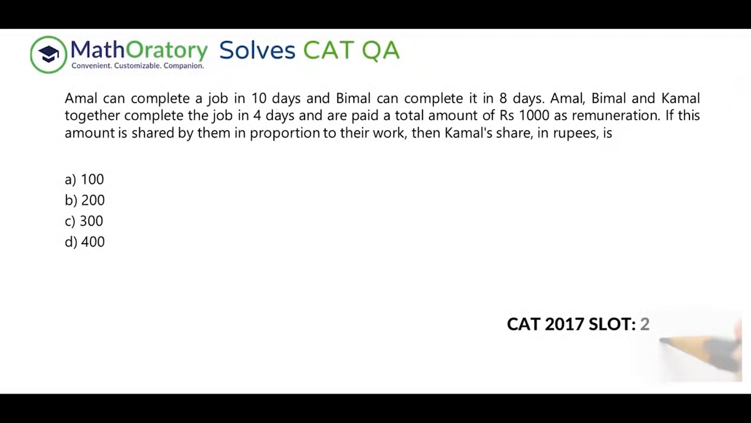Okay, so we have Amal and Bimal completing a job, then Amal, Bimal, Kamal. So this is a time and work problem. Let me write down the data once. Amal can complete the job in 10 days. Bimal alone can complete it in 8 days. And when Amal, Bimal, and Kamal are working together, they complete the job in 4 days. They are paid a total amount of remuneration, and we are looking for the proportion of Kamal's share.